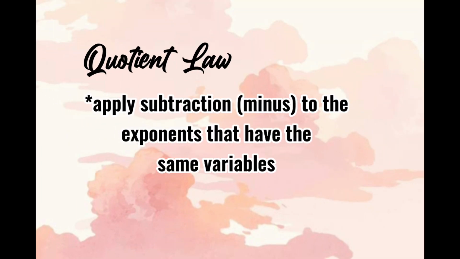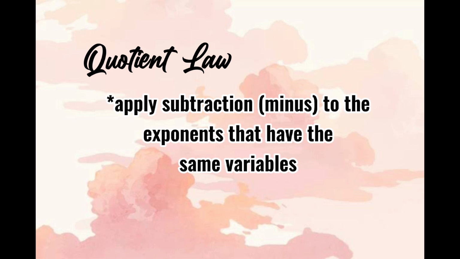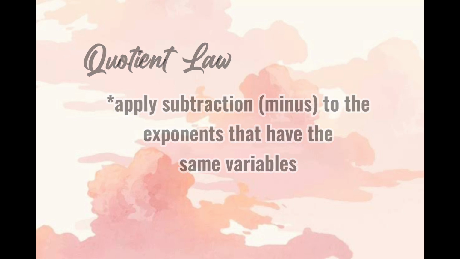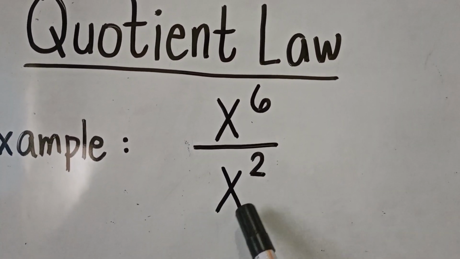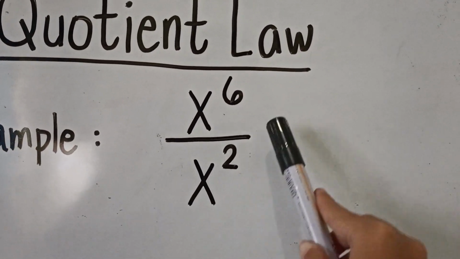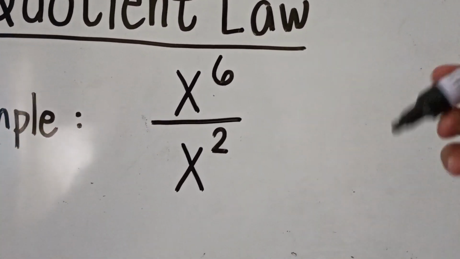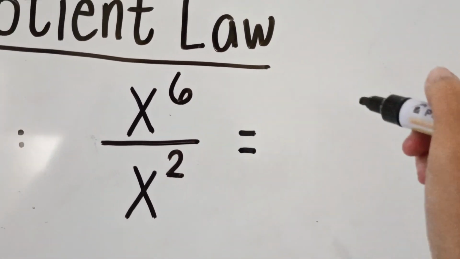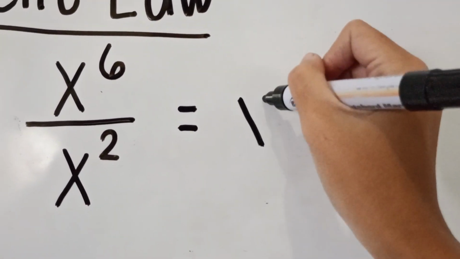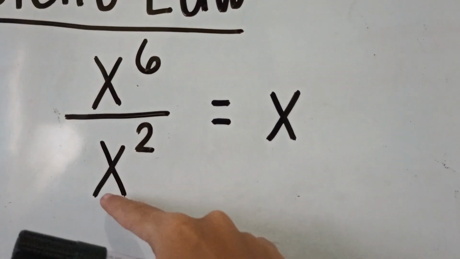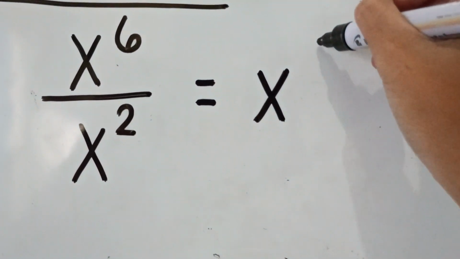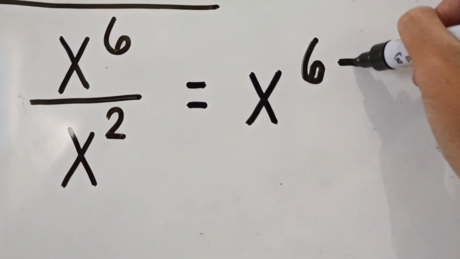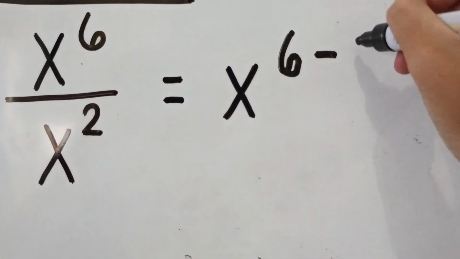Another one is the quotient law. Apply subtraction or minus to the exponents that have the same variables. Let's have some example. We've got here x to the power of 6 over x squared. So if you see a formation like this, all we need to do is to subtract the exponents. So first is to copy the variable that are the same, which is x. And then we write first the 6 and then subtracted by 2.